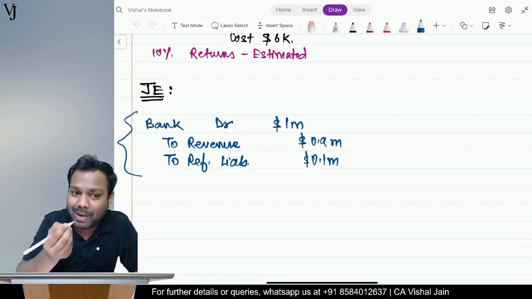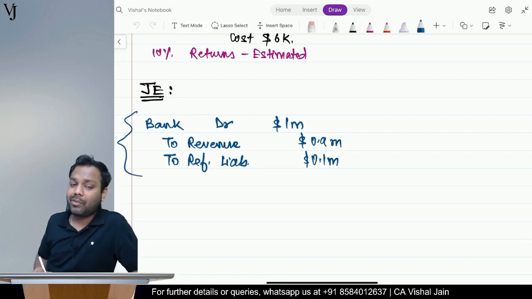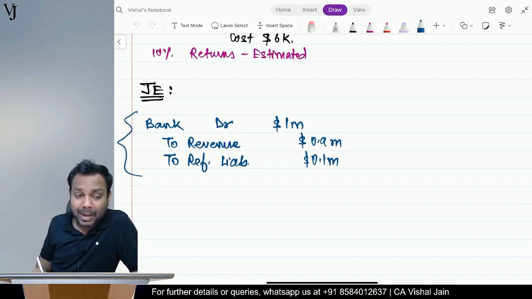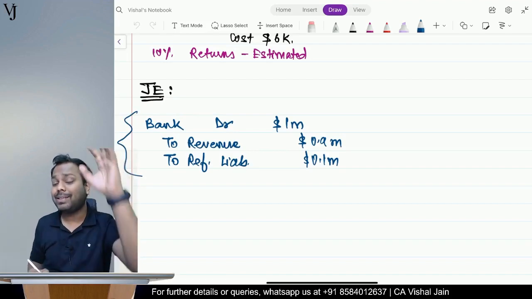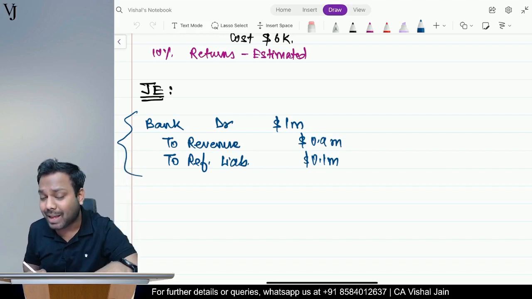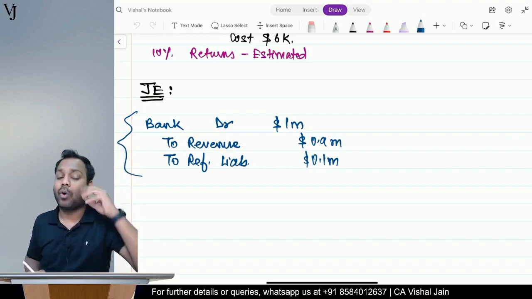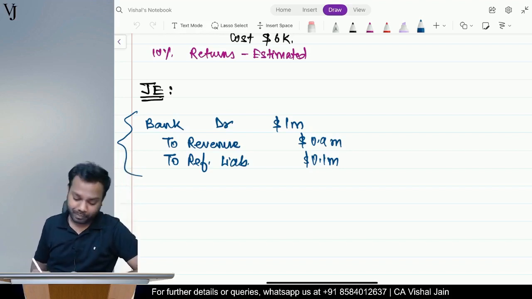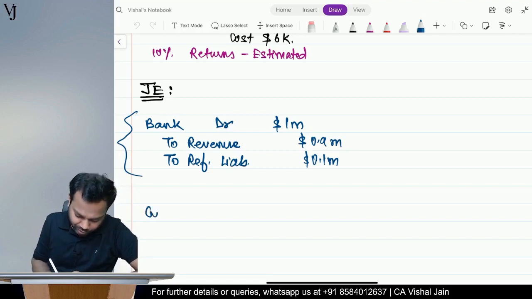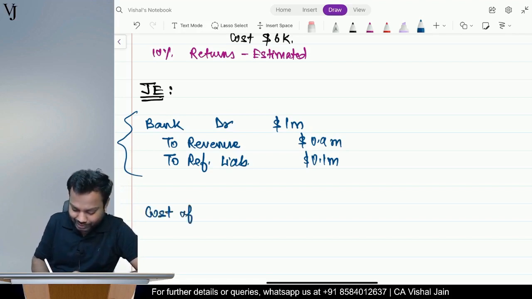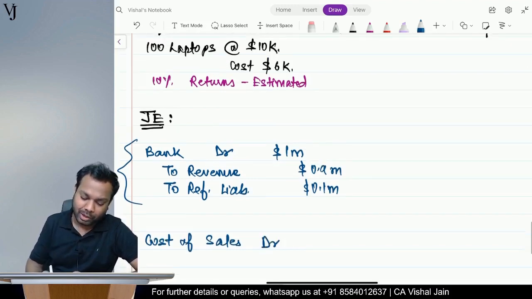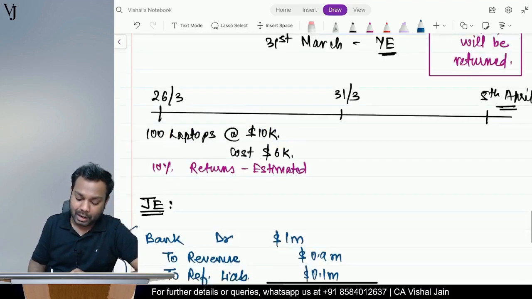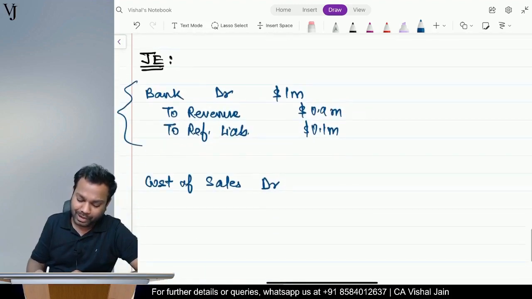But now we have to apply the matching concept as well. And how will we apply the matching concept? If we are recognizing the revenue to the extent of 90%, we will recognize the cost also to the extent of 90%. How? Ideally we should have recognized cost of sales account debit. How much? $6,000 per laptop, and we have sold 100 laptops, means 600k, means $0.6 million, credit to inventory.